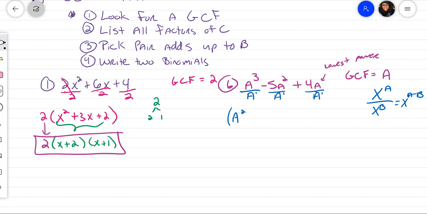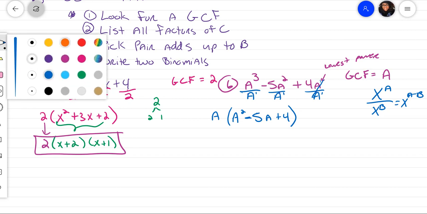And again, remember that the GCF goes on the outside now. Negative 5a squared divided by a is going to be negative 5a, because 2 minus 1 is 1. And then the last one, with the 4a divided by a, these will cancel out, because 1 minus 1 is 0. It's just going to be the 4 that's left.